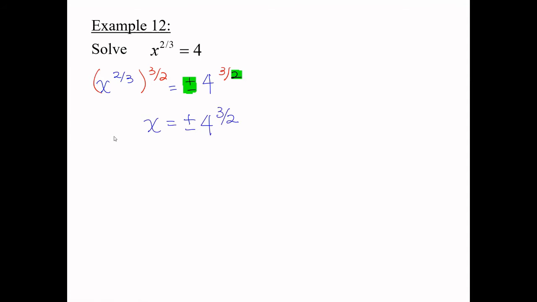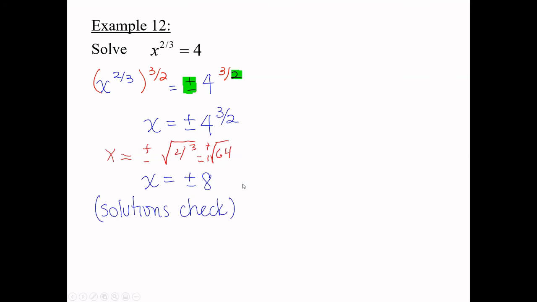Okay, here. Now, this 4 to the 3/2 power: the numerator is the power of the base. The denominator is the root. So 4 to the 3rd is 64, plus or minus. So the square root of this is plus or minus 8. And it does check.